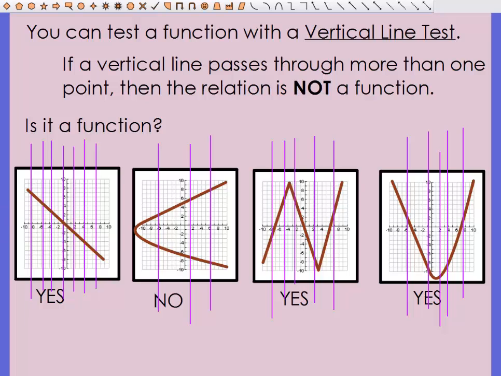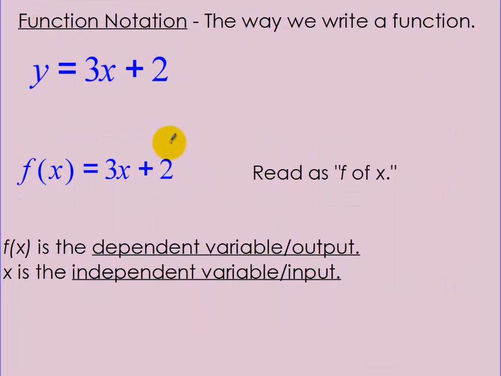Nothing's never going to cross at 2. So let's work on the next one. Function notation. This is new. You probably didn't see this in Algebra 1. This is the way we write a function.